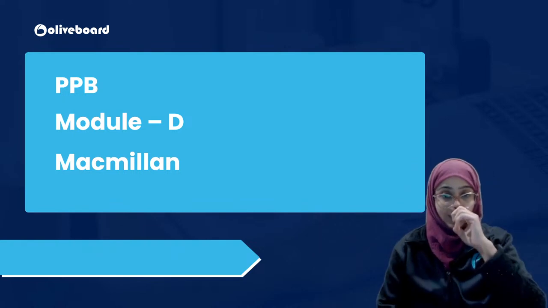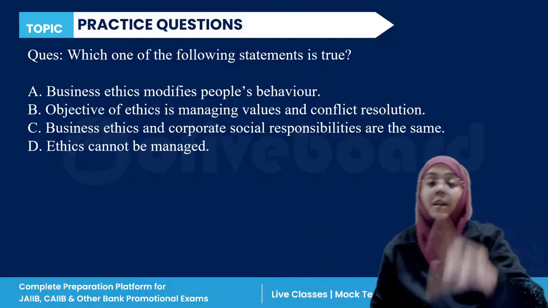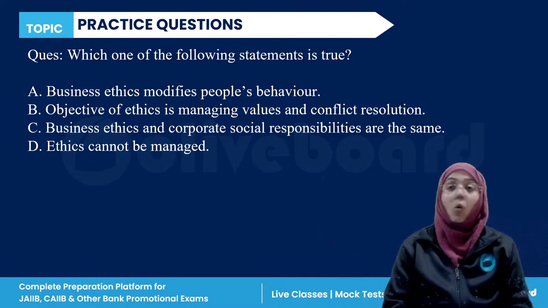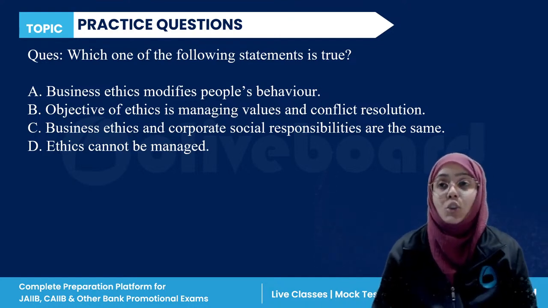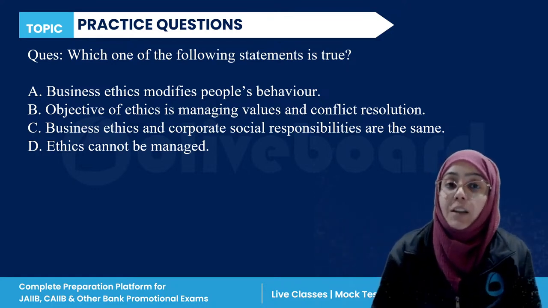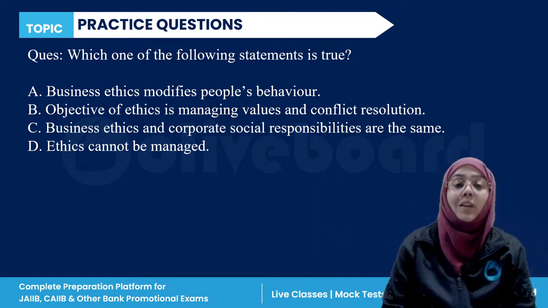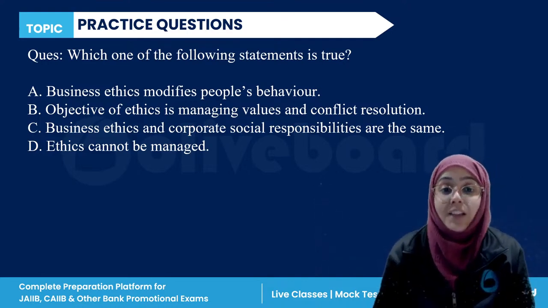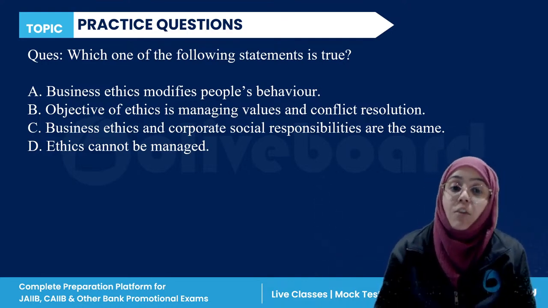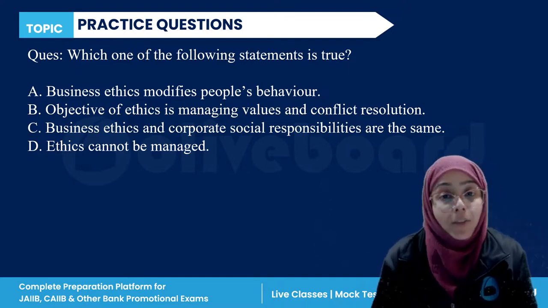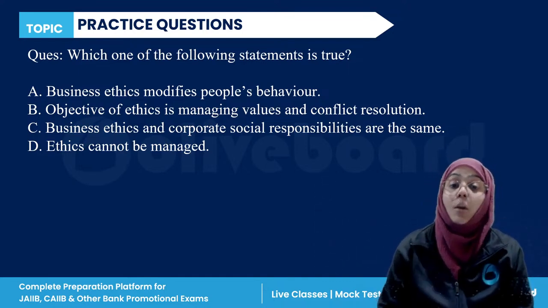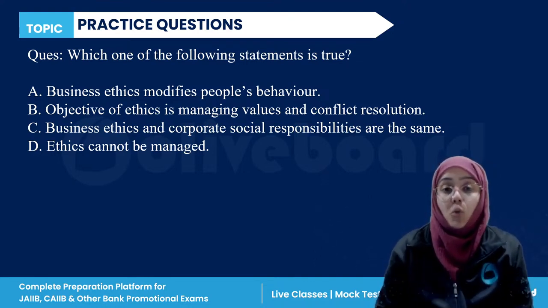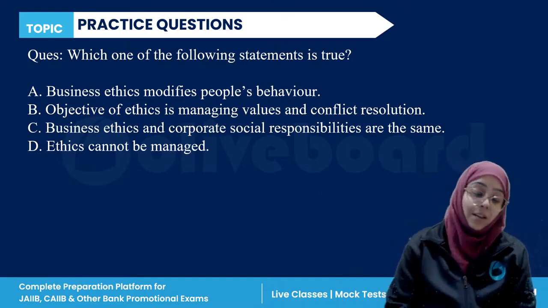Okay, so let's start discussing this module D Macmillan question. The very first question, which of the following statements is true? If you all remember, I have given you the explanation of the myths versus the reality of ethics. Business ethics modifies people's behavior. Objective of ethics is managing values and conflict resolution. Business ethics and corporate social responsibility are the same, and ethics cannot be managed. You have to tell me which of the following statements is true.